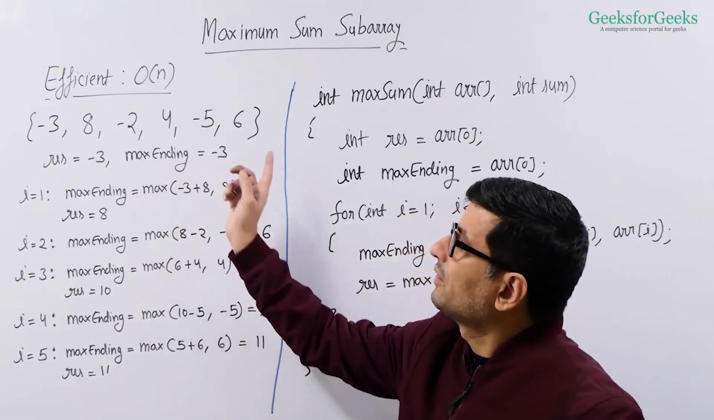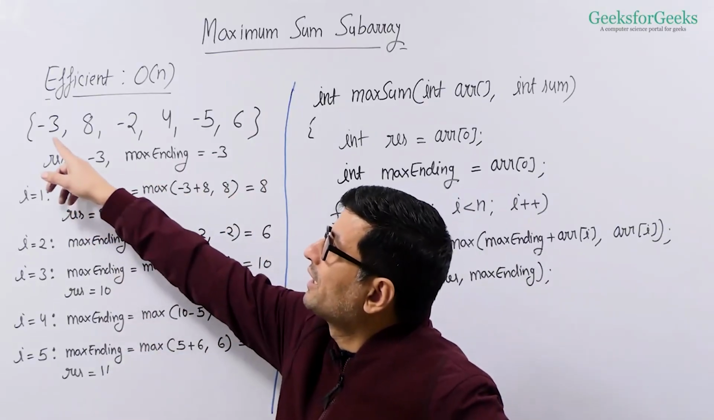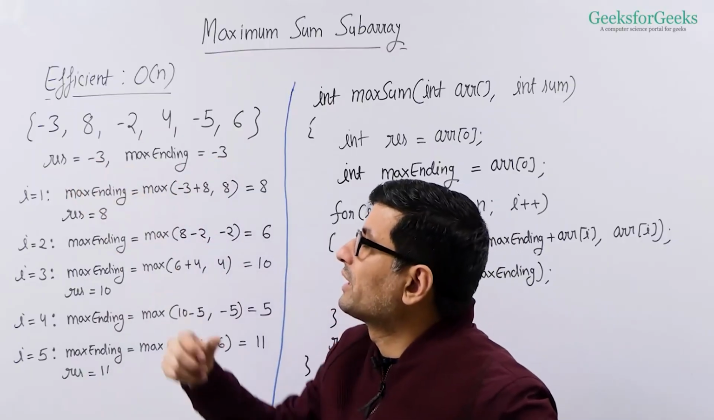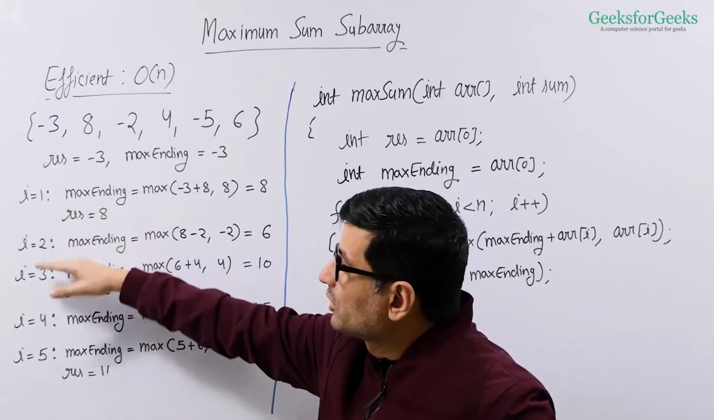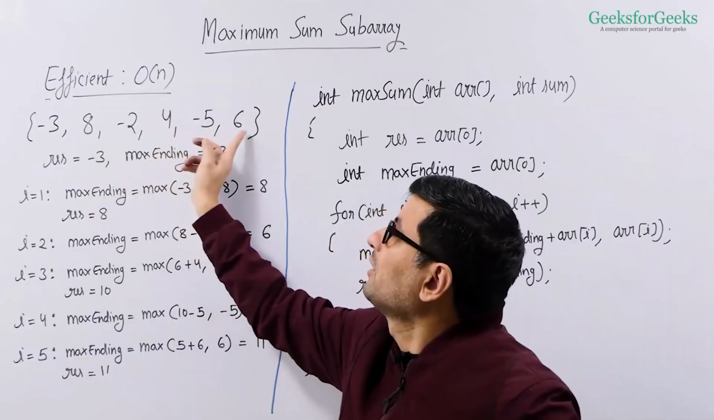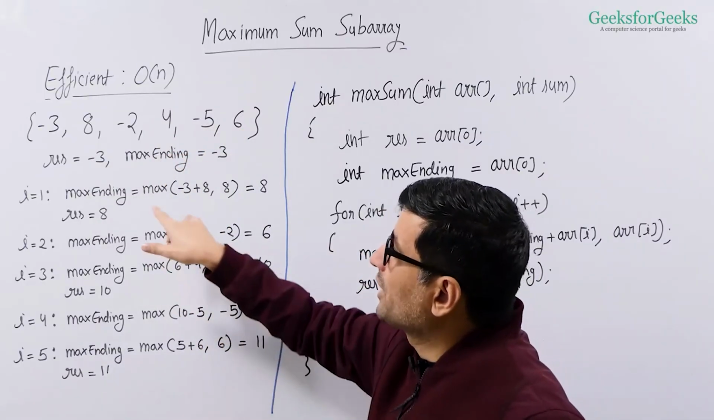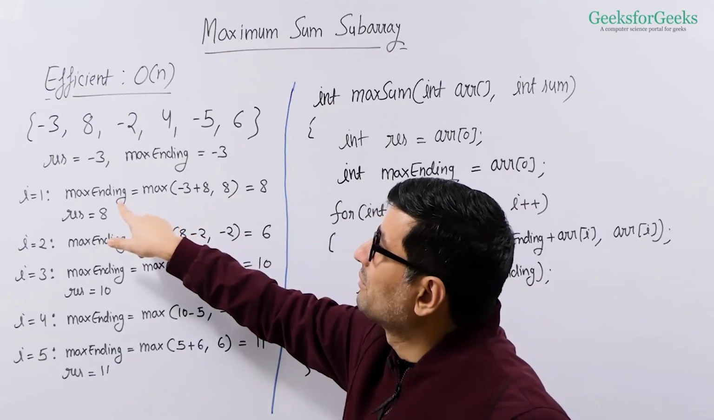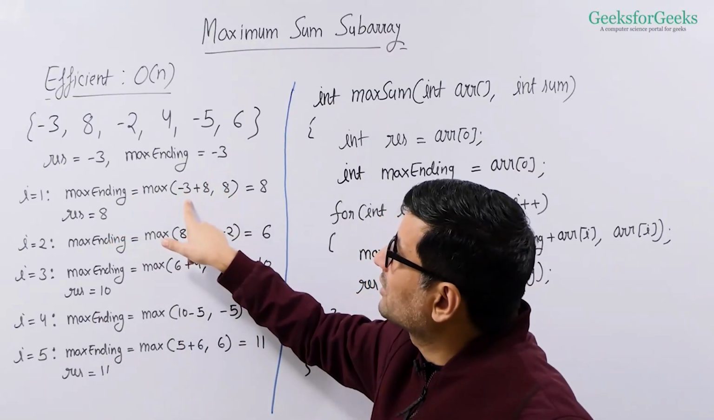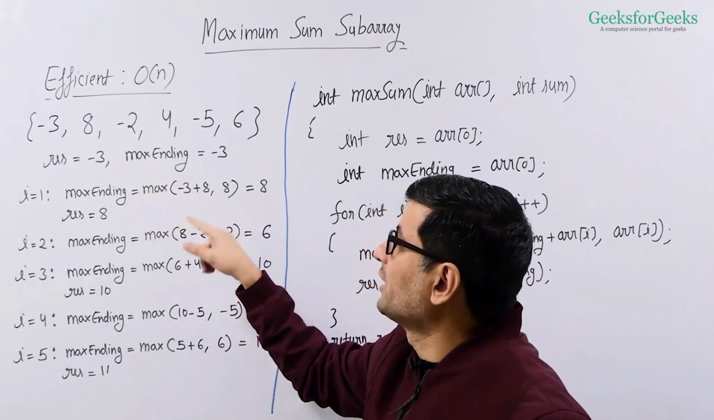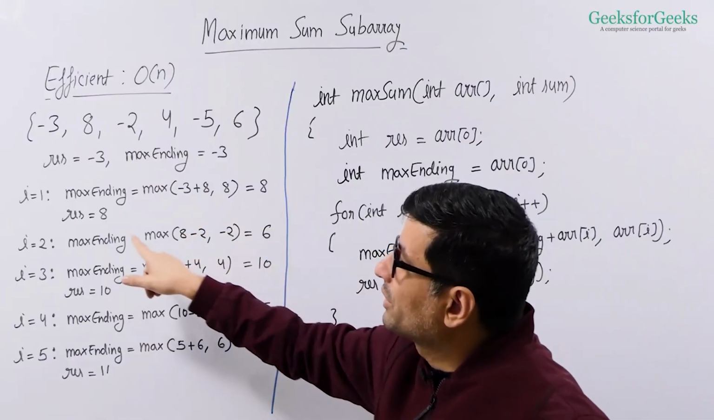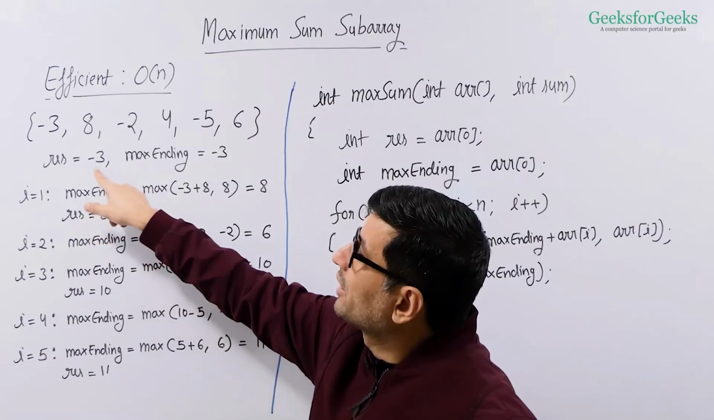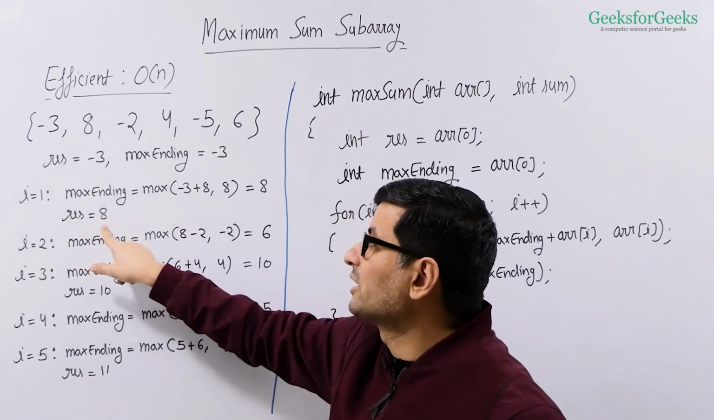We have this array and we have result as array 0, which is -3, max ending also as array 0, which is -3. We run a loop for I equal to 1 to 5, from here to here, and for every element we take these two choices. The current max ending is computed as the previous max ending minus 3 plus 8, comma 8. The maximum of these two is 8, so we update the result as 8, because this max ending is greater than the current result.